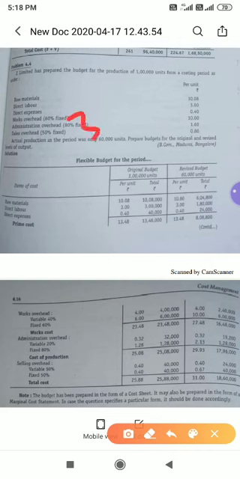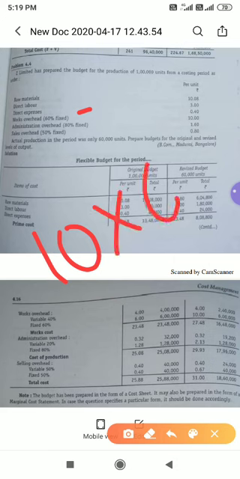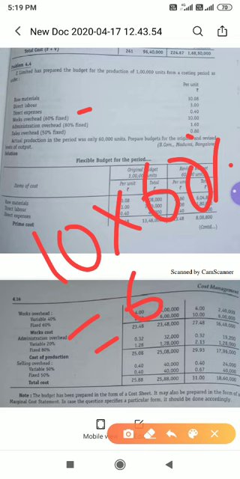All these three are semi variable. We'll go one by one. First one, work overhead. Out of that 60% is fixed. Please remember 10 into 60%. So how much will we get? 6 rupees. 6 rupees is fixed cost. This is for how many units? This is for 1 lakh units.